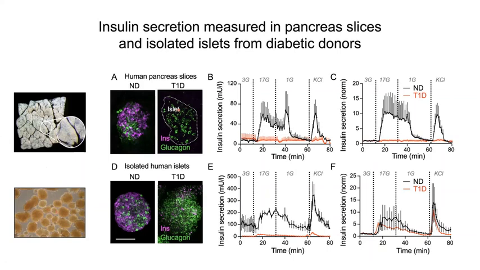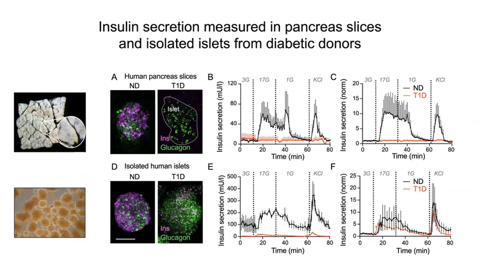What you can see in the anatomical image is that in the case of the slices, you have many islets that do not contain any insulin or beta cells, while in most of the isolated human islets, you still have some remnants of the beta cells. But if you look at the secretion and compare the secretion from non-diabetic donors to the secretion from type 1 diabetic donors, you see that there's a very, very strong difference between the two. And this is also true for the secretion from isolated islets.